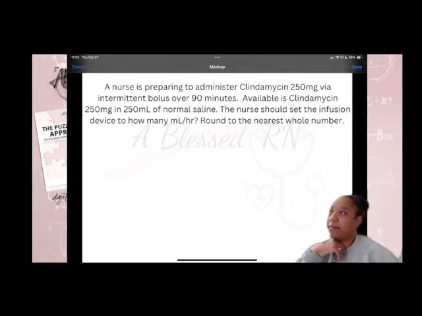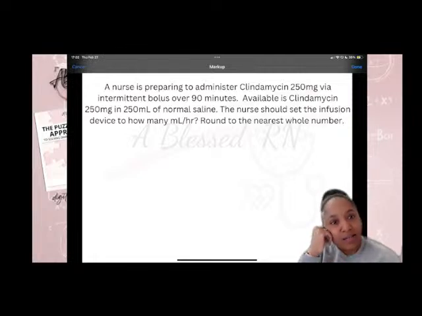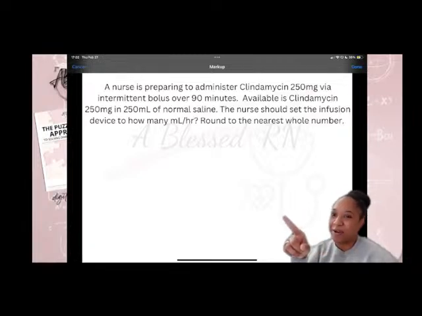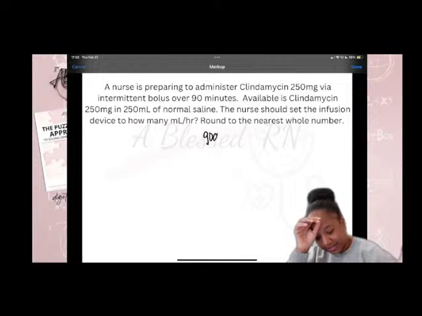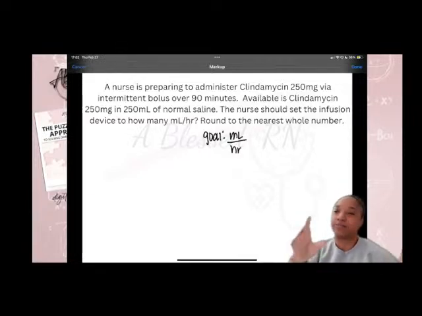A nurse is preparing to administer clindamycin 250 mgs via intermittent bolus over 90 minutes. Available is clindamycin 250 mgs in 250 mLs. I don't know why y'all want to get on this internet and believe people when they say you don't have to do this. The nurse should set the infusion device to milliliters per hour. Round to the whole number.